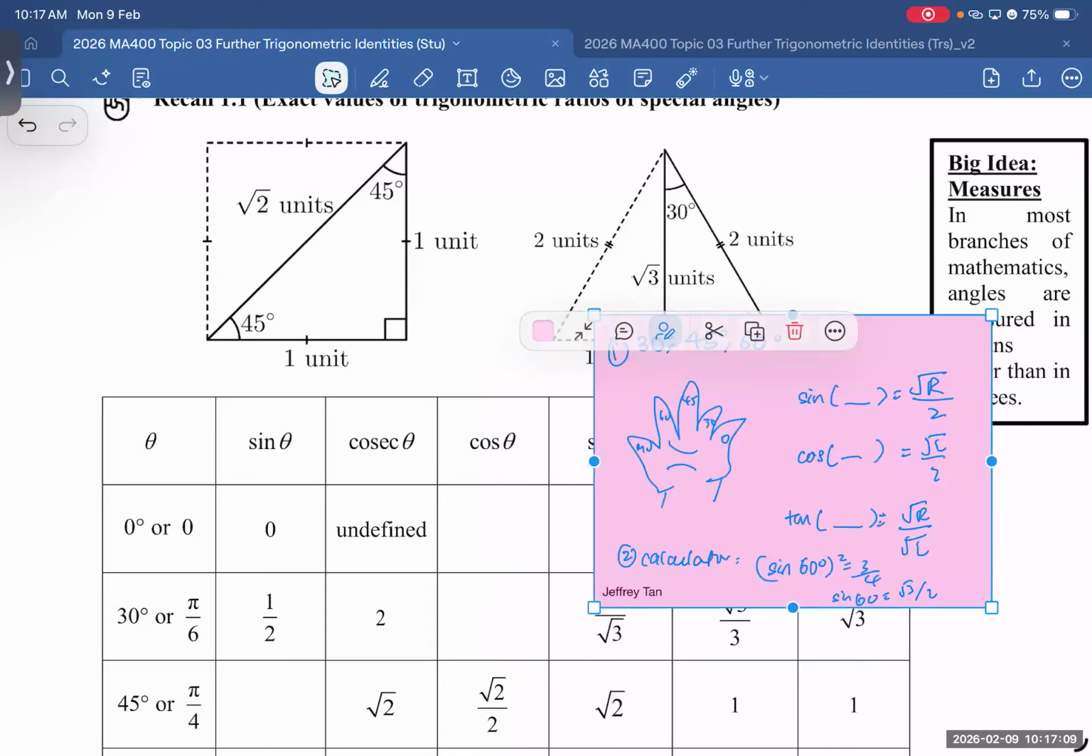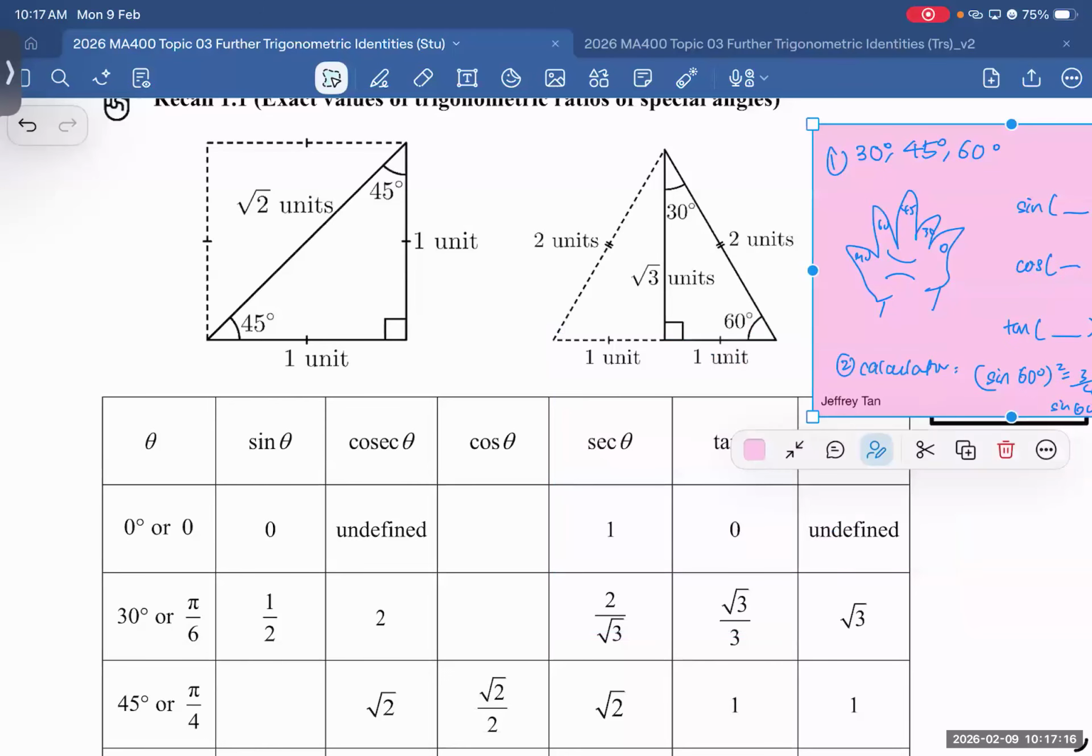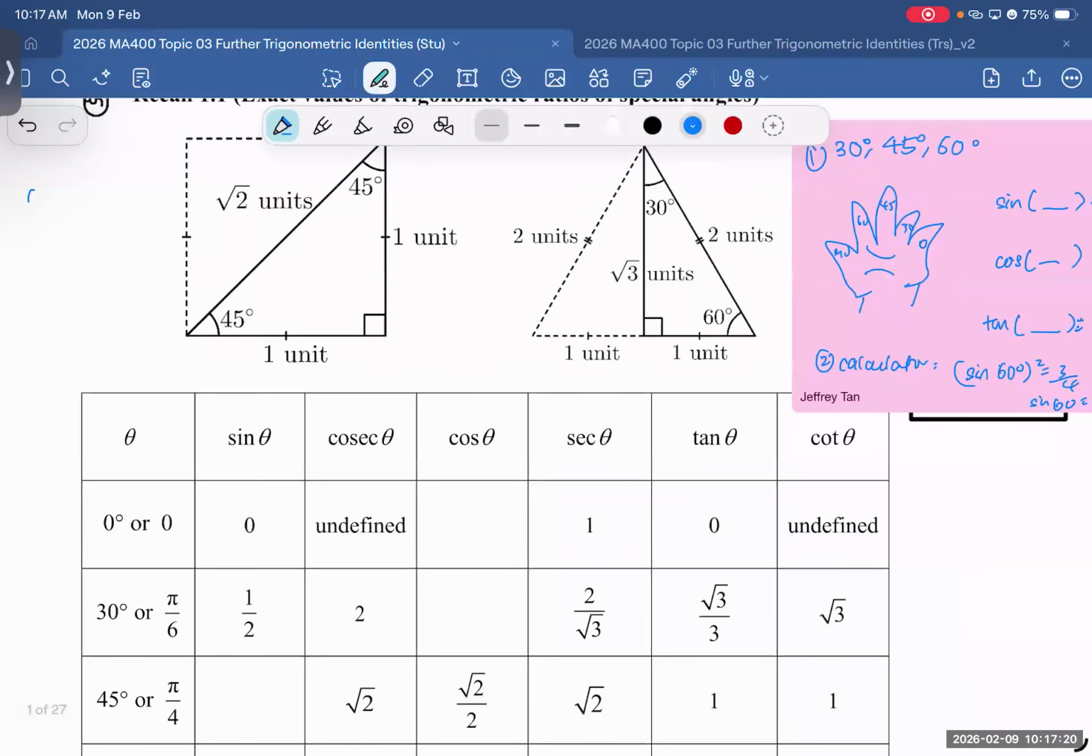So if you're comfortable, would you mind helping me to build the rest here? Now then I ask you, can you all remember what is cosecant? The reciprocal identity: cosecant theta is 1 over sine theta. What is sine 30 degrees? Half. So if you know these two, what is cosecant 30 degrees? 2. You get it?